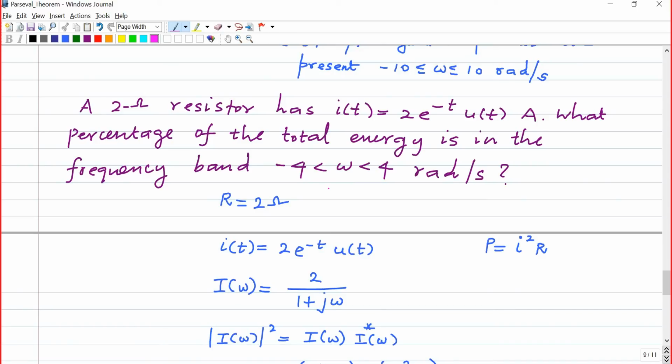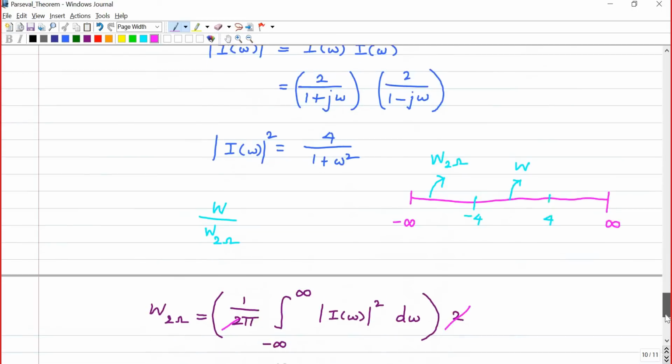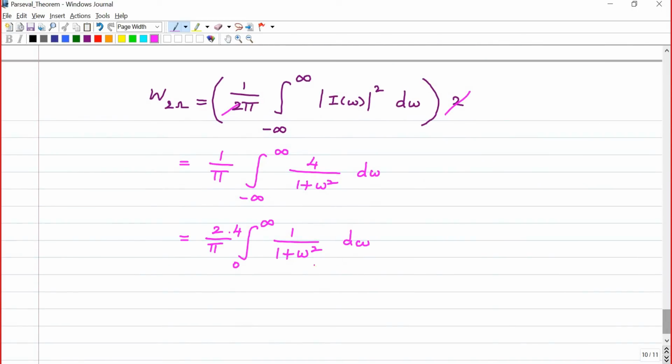Okay, I'm calculating both the total energy as well as the specific band energy in the frequency domain itself. You can verify. You can use the time domain expression and you can show that you are getting the same result. The total energy, same result you are getting.